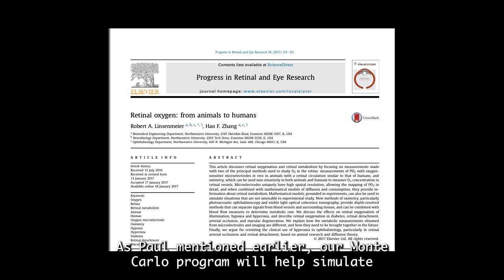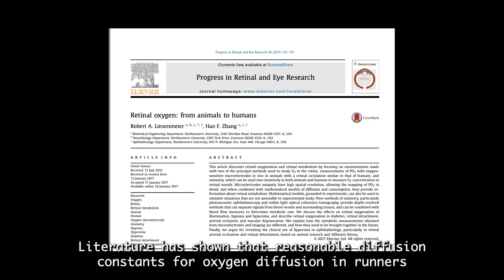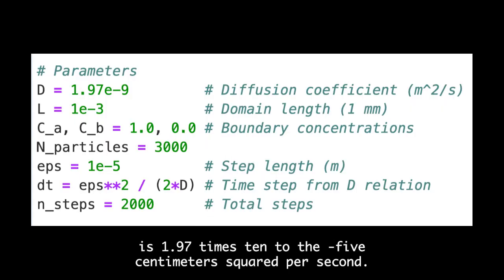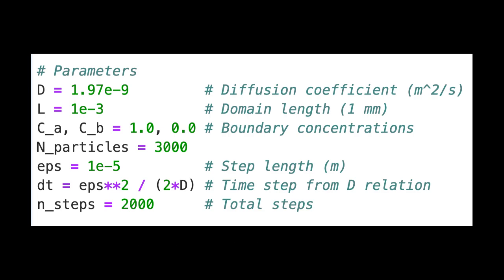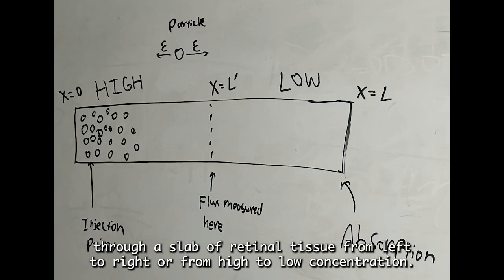As Paul mentioned earlier, our Monte Carlo program will help simulate the Brownian motion of the particles. For our specific topic, literature has shown that a reasonable diffusion constant for oxygen diffusion in retinas is 1.97 times 10 to the negative 5 centimeters squared per second. To simplify our simulation, we are considering a one-dimensional diffusion through a slab of retinal tissue from left to right, or from high to low concentration.